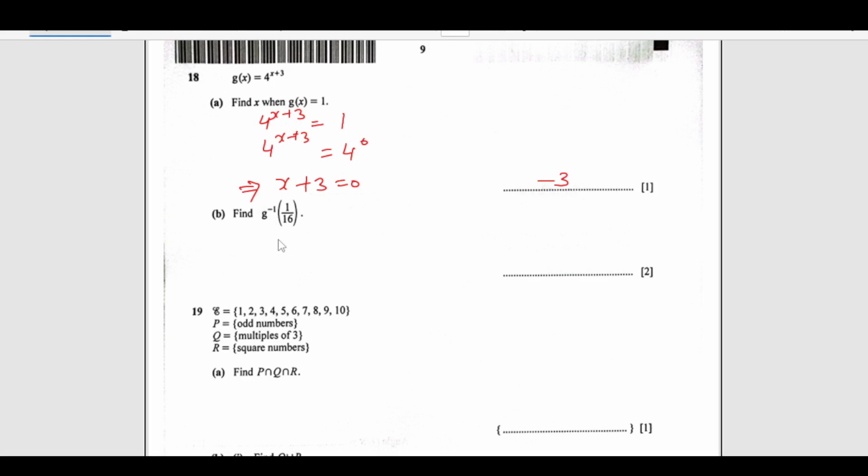So we have 4 power x, g(x). We have to find out g inverse x first of all now. So 4 power x plus 3 equals to this g 16. You calculate g inverse 16. This comes out to be negative 4. So that gives us x plus 3 equals to minus 2. So from here x is equal to negative 5.